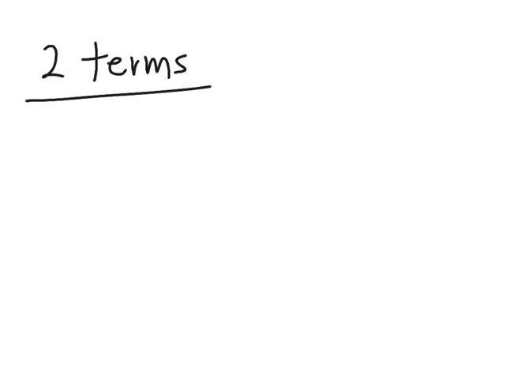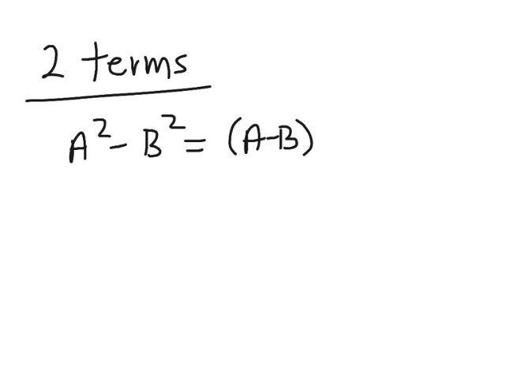Alright, the last thing we need to talk about is what do you do if you have two terms? If you have two terms, there are some formulas. Okay? I'll just write them down, I guess. One formula is called difference of squares. It looks like a squared minus b squared. That factors as a minus b and a plus b. Or you could switch the order. You could write a plus b, a minus b.